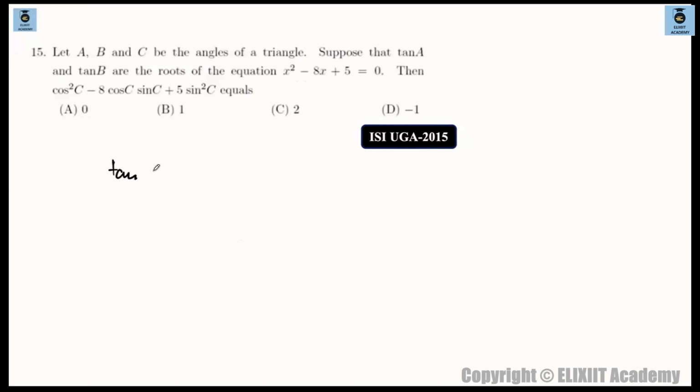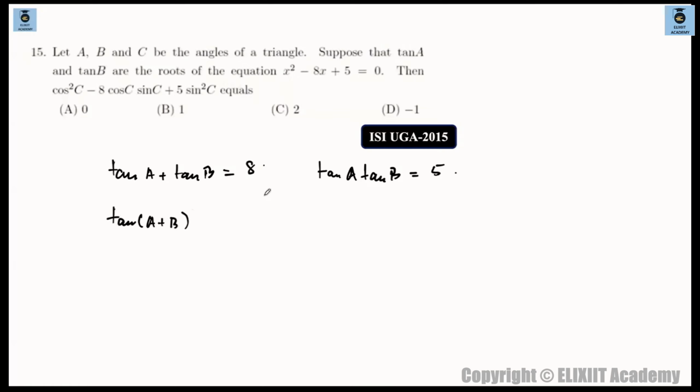Tan A plus tan B, the sum of roots, is minus b by a, which means 8. And the product of the roots, tan A times tan B, is c by a, which means 5. Sum of roots and product of the roots. Okay? So we have tan A plus tan B and tan A times tan B. So the first relation which will come to your mind is tan of A plus B.